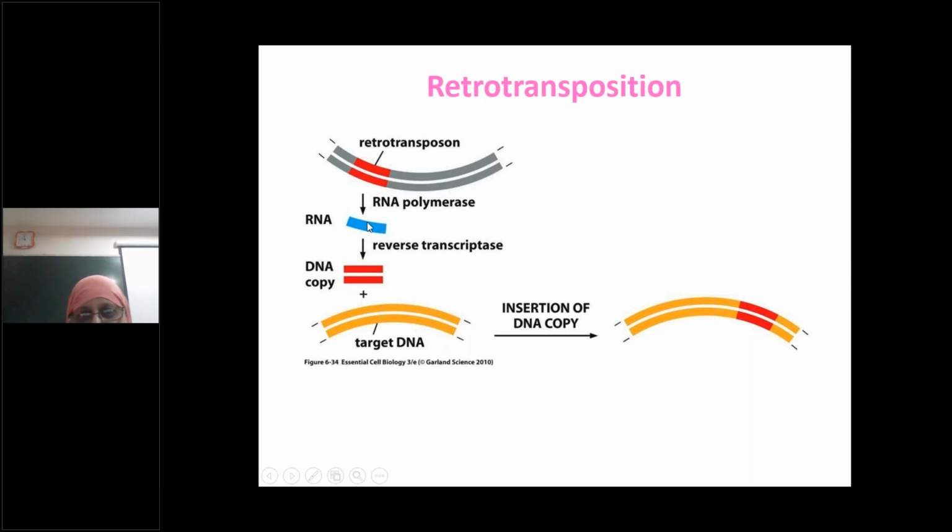So retrotransposition is occurring through an RNA intermediate. This RNA is formed through transcription from the retrotransposon DNA sequence, which is nothing but a DNA sequence. Again, through reverse transcriptase, a copy of the DNA is formed. Now this DNA copy will get inserted into the target DNA. Here, this is the target DNA, and insertion of this DNA copy is occurring over here. So this is retrotransposition. What we said, retrotransposition is a cut and paste, so it is taken out from here and pasted in a target DNA.